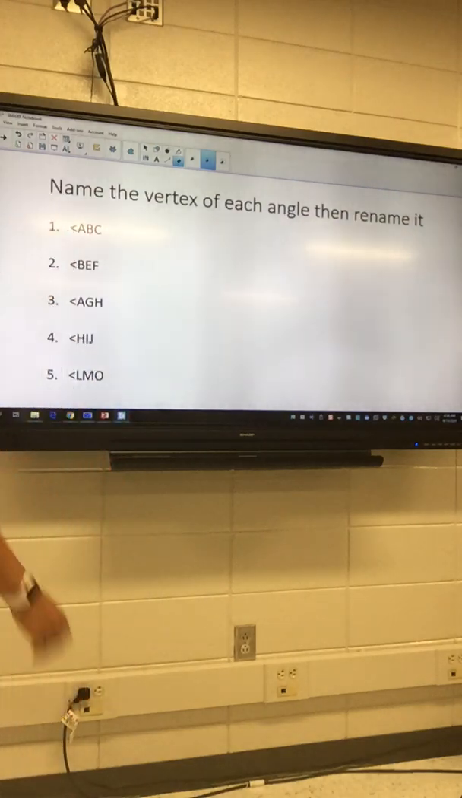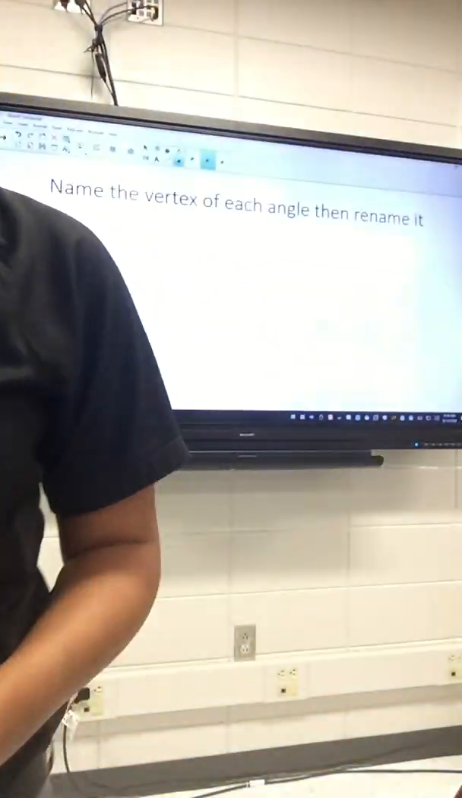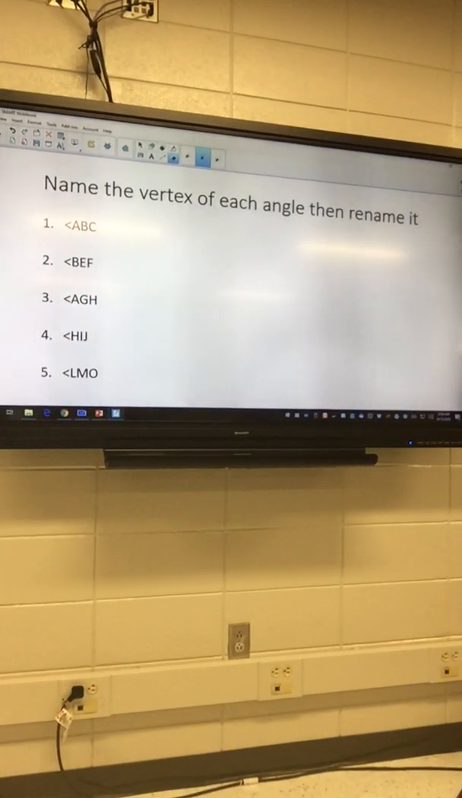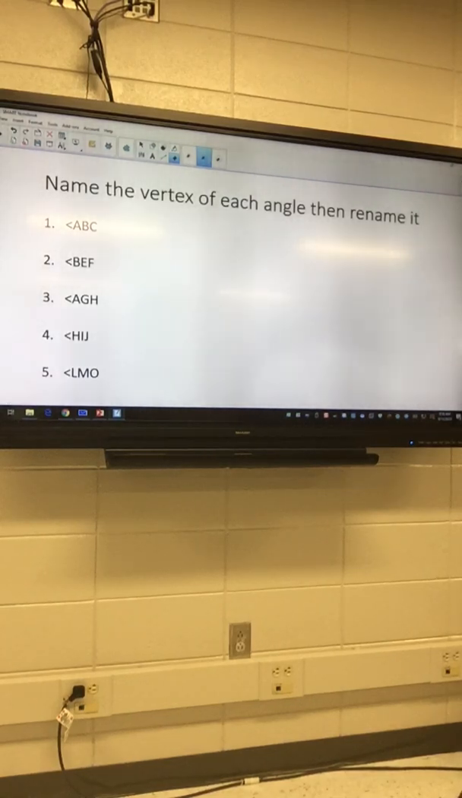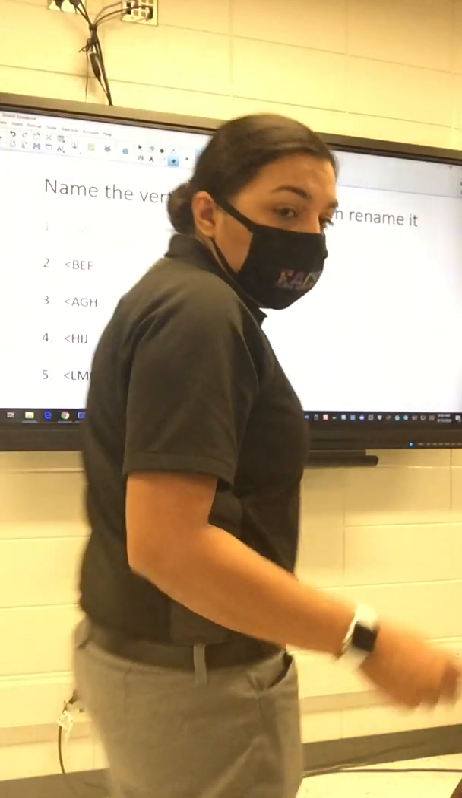It says name the vertex of each angle and then rename it. So you need to rename the angle. Hey Trenton, we are on assignment 17 on Canvas. It's called naming angles. We didn't really do anything on the first two slides, so this is the very first slide that you should be doing math on.